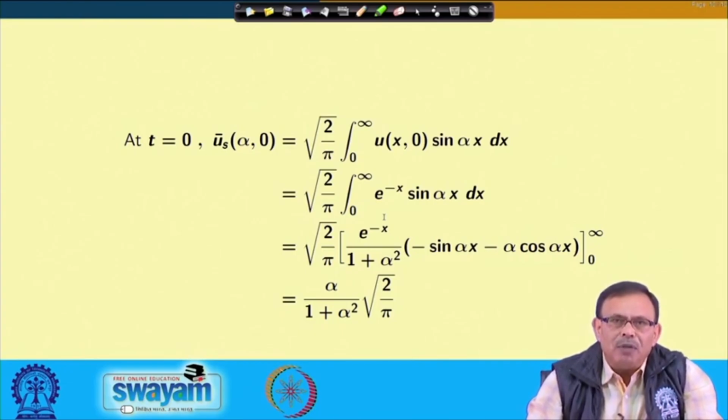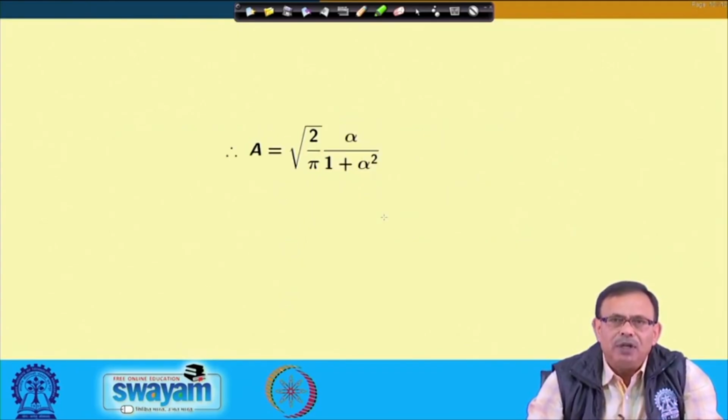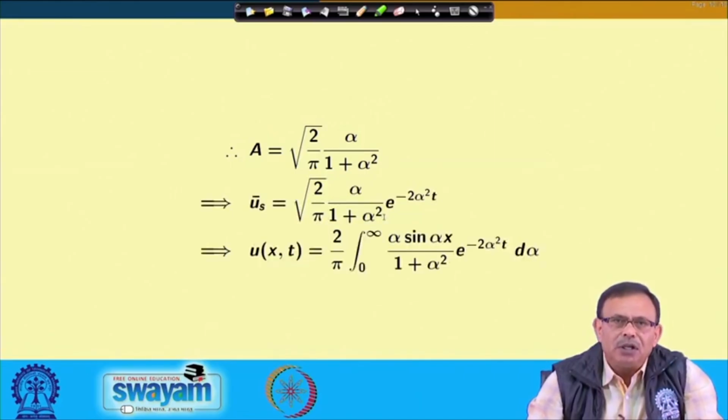So, once I obtain this and put it in the last equation, I can obtain the value of a as root over 2 by pi alpha by 1 plus alpha square. So, that u bar s you can write down, so that using inversion u x t will be equal to 2 by pi, because root over 2 by pi is coming twice. So, it will be 2 by pi, integral 0 to infinity alpha by 1 plus alpha square e power minus twice alpha square t into sine of alpha x d alpha.